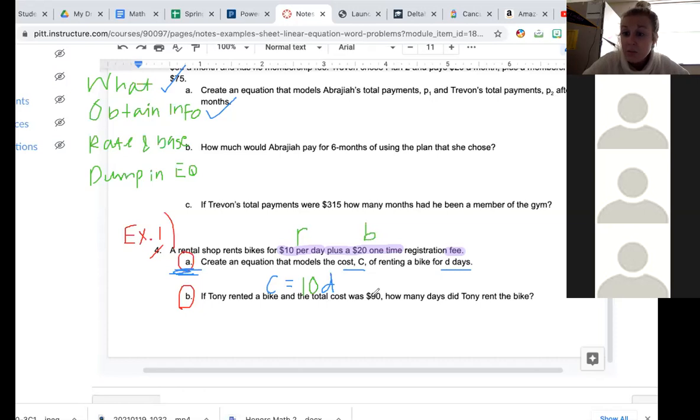So $20 is the base, and then Jasmine, look, it says plus 20, right? Do y'all see that? Okay, so look, you write plus 20. That's your equation right there. That's it. I dumped it in. I found the rate and the base, and I put them into the equation.